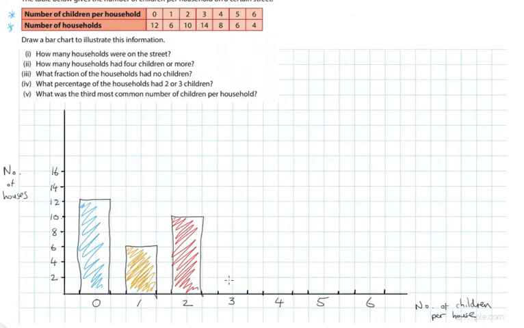And the next is 3 kids, so 3 children, and that is 14. So that is the most common because it's the highest number. And I'll just color that in dark blue.